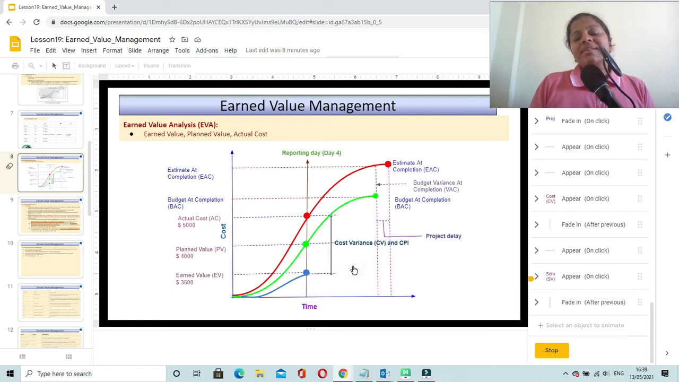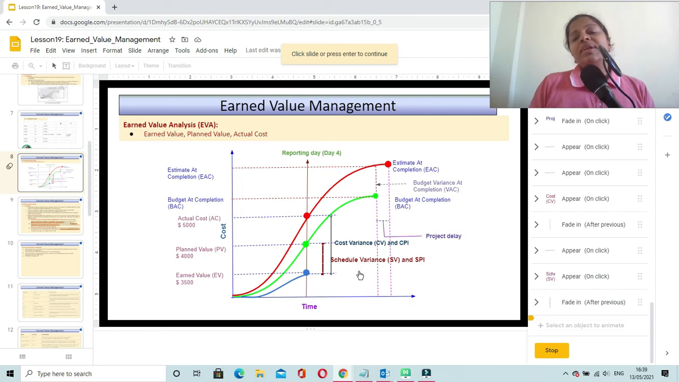Now, let us get back to the schedule variance. Schedule variance is the difference between earned value and planned value, that is EV minus PV. And here we can see that in our example, earned value is 3,500 and planned value is 4,000. So there is a difference of minus 500. So the schedule variance is negative. When schedule variance is negative, that means your project is behind schedule. It is not performing well with respect to schedule.